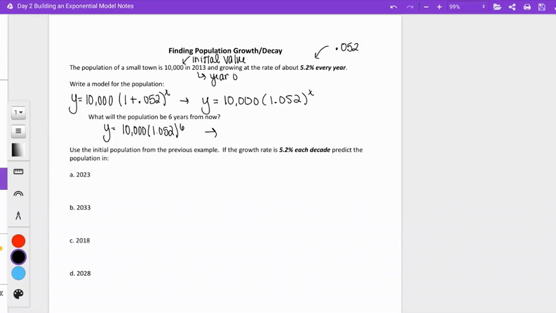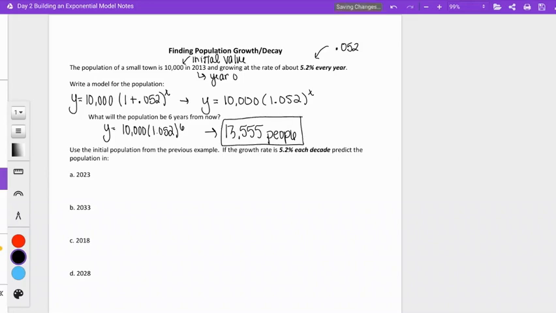And with people, if you think of like the US Census or any type of data regarding people, you can't have a third of a person or half of a person. So you always do have to round up to one whole person. So for instance, we would have 13,555 people in 6 years.